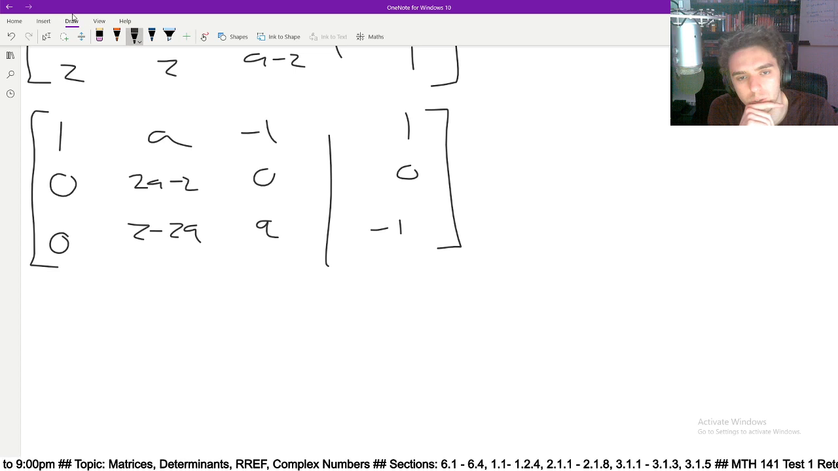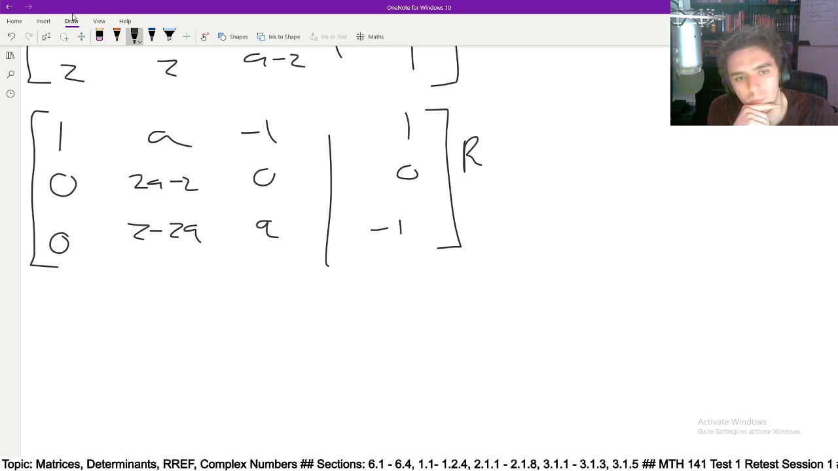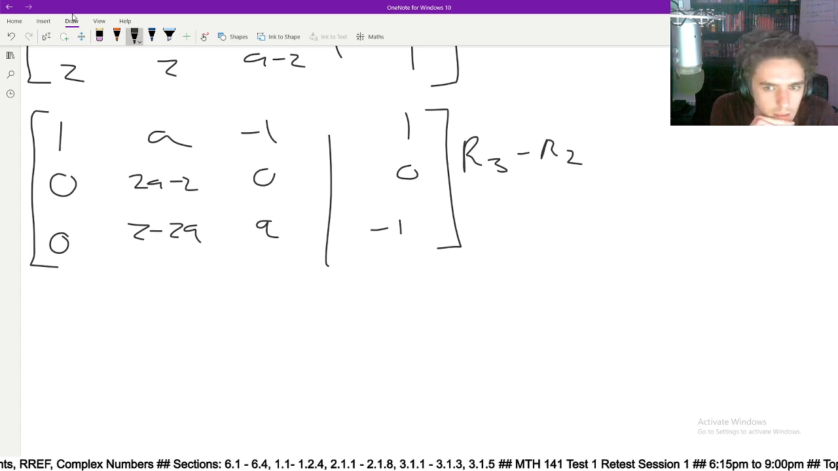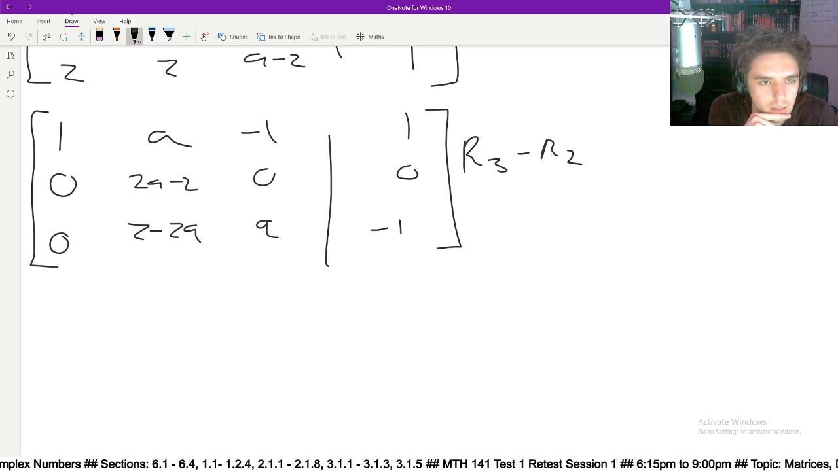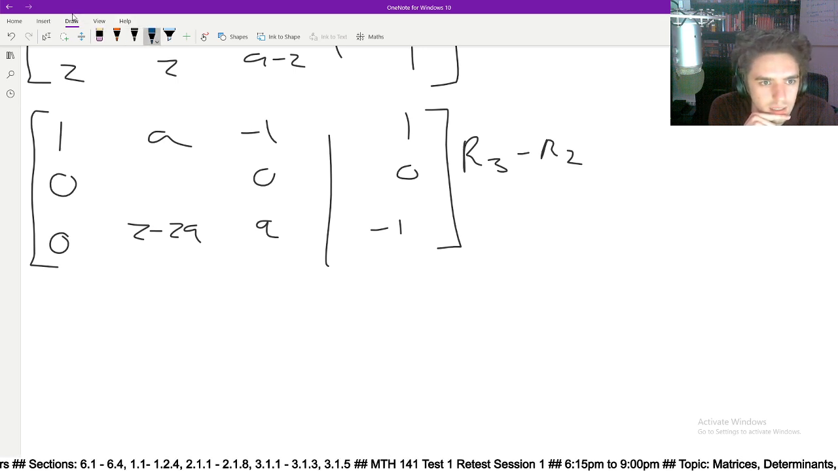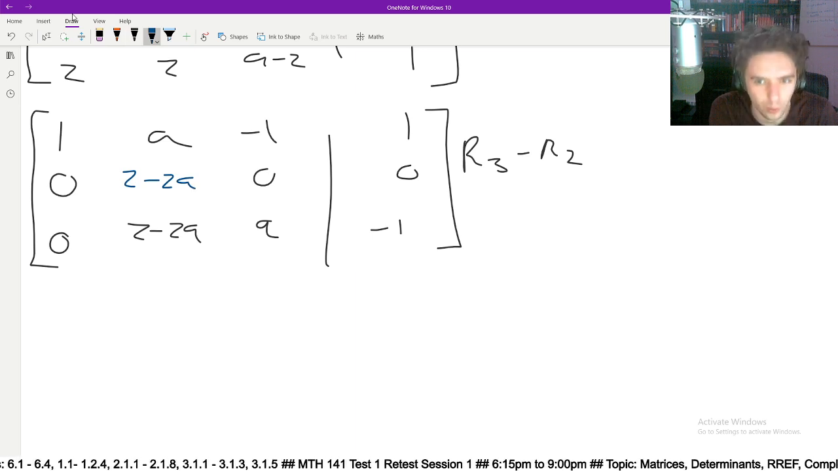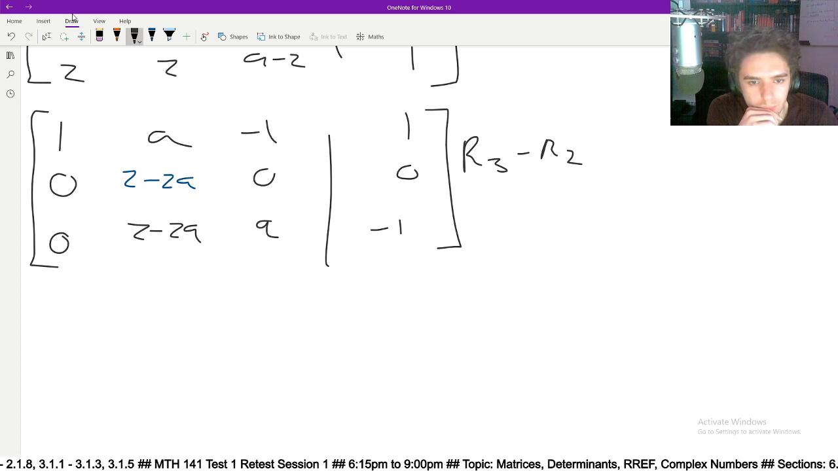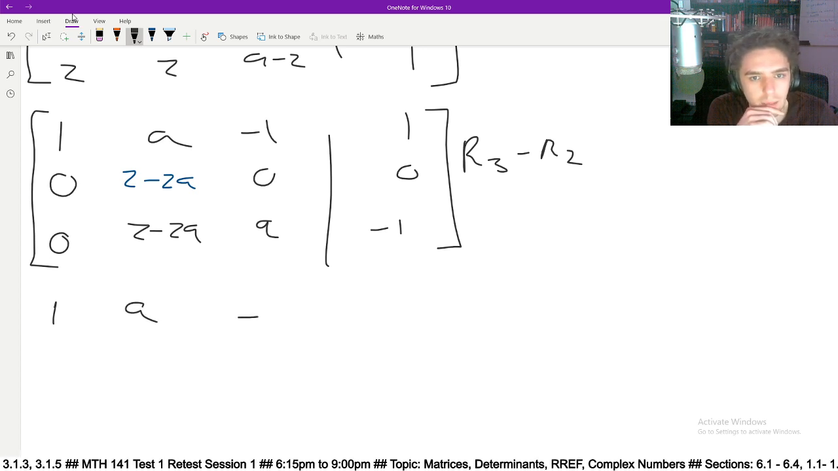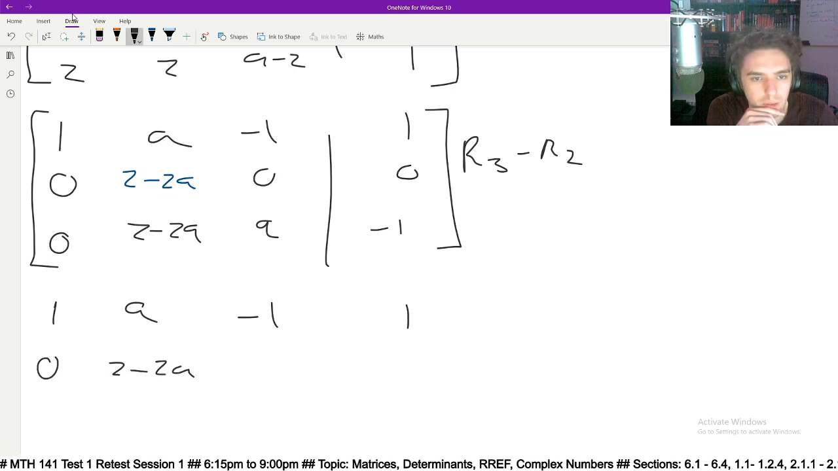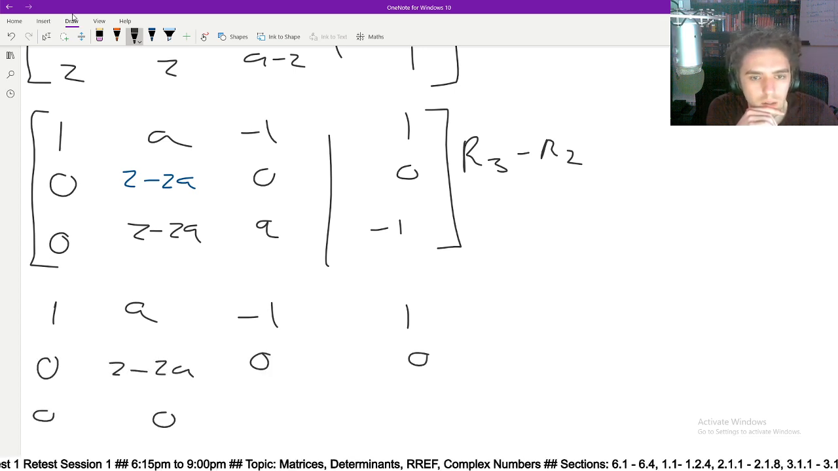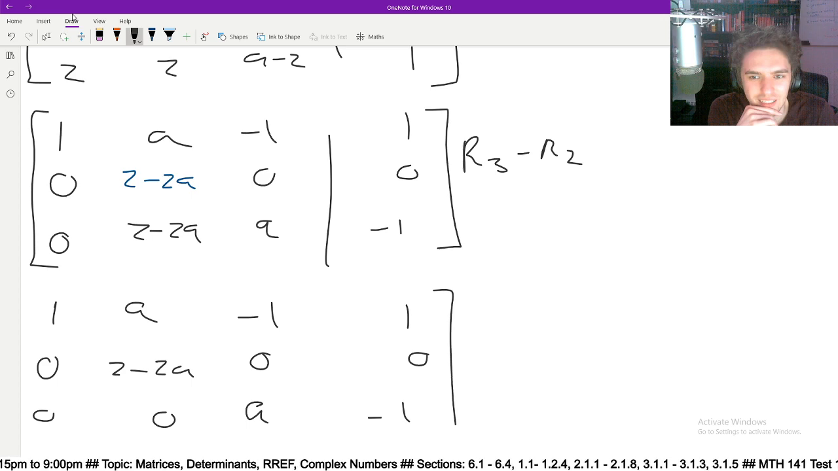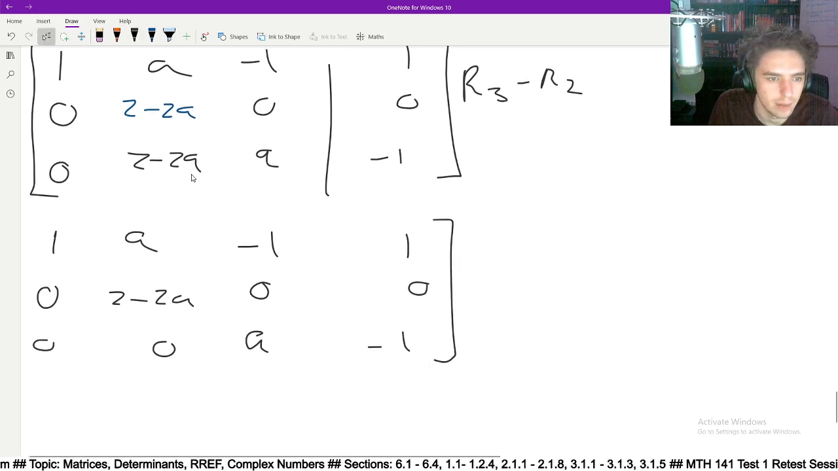So I will do row 3 minus row 2. Oh, no, never mind. Okay. First, I'll multiply this by negative 1. So that's 2 minus 2a. And now, row 3 minus row 2. So that'll be 1, a, minus 1, 1; 0, 2 minus 2a, 0, 0; 0, 0, a, minus 1. Oh, I could have just added before, and that would have done the same thing. Okay, great. Now we have all we need to know.